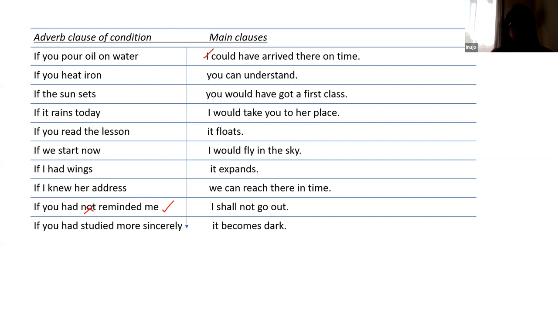Next one, you can understand if you read the lesson. If you read the lesson, then you can understand. So we start with the main clause. All right. Similarly, you would have got a first class if you had studied more sincerely.